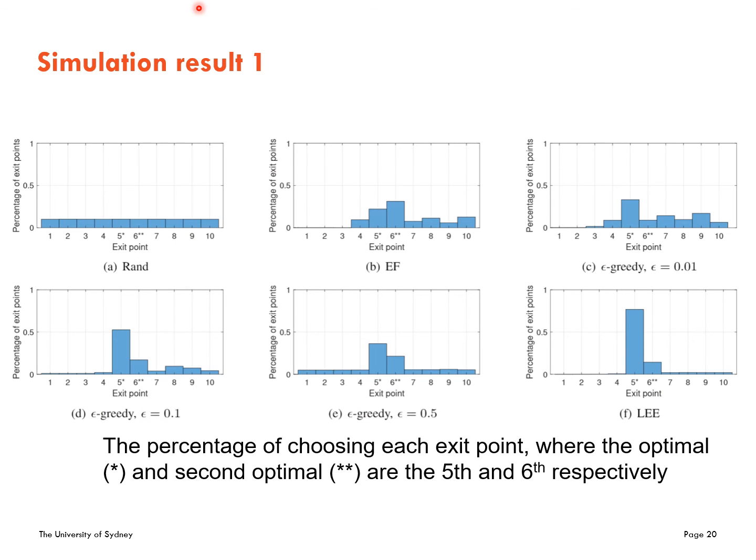We also carried out some simulation, which shows the percentage of choosing each exit point, and the optimal and the second optimal are the 5th and the 6th exit point respectively. So here we can see that Aoe chooses the optimal exit point most of the time, while the benchmarks are less efficient compared to Aoe.